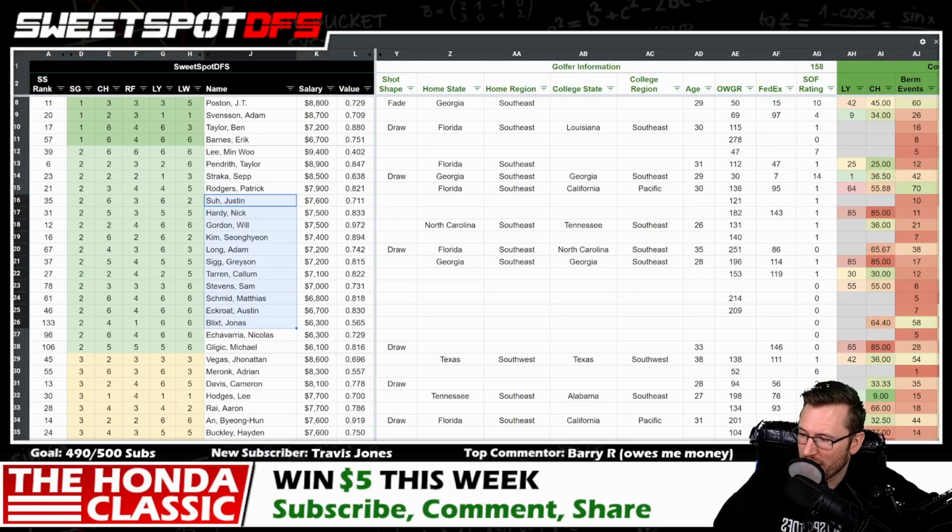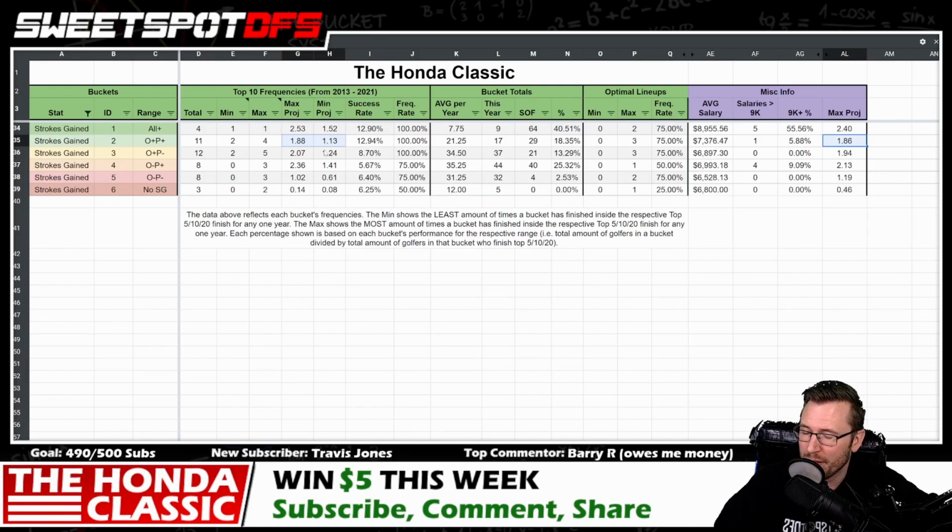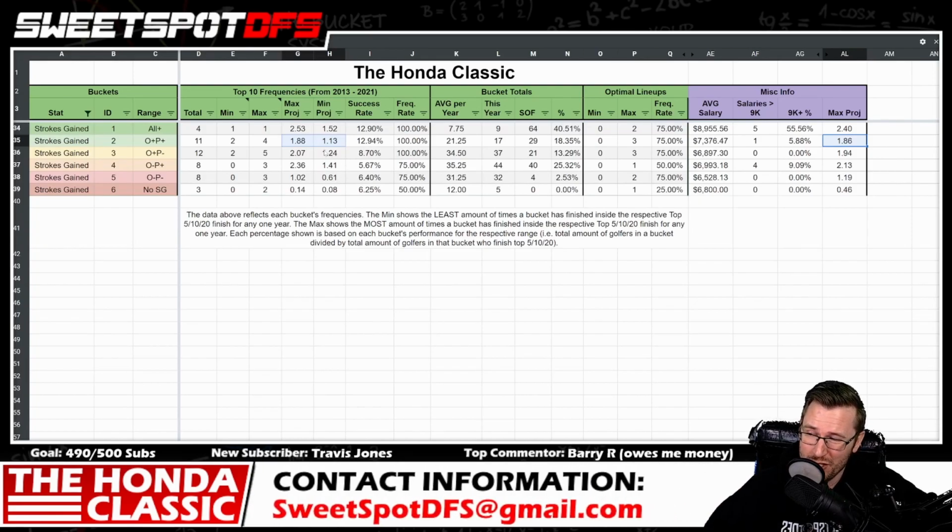So of this bucket, again, it's 0 to 2, but maybe we select 1. Pendrith might just be a lock for me. Like, I might just lock him in with each one of those 10-9 combos and just deal with whatever havoc comes at the end of it.